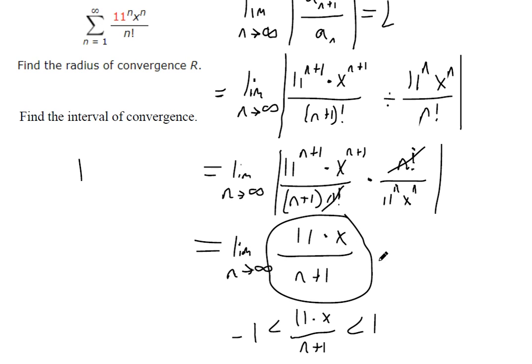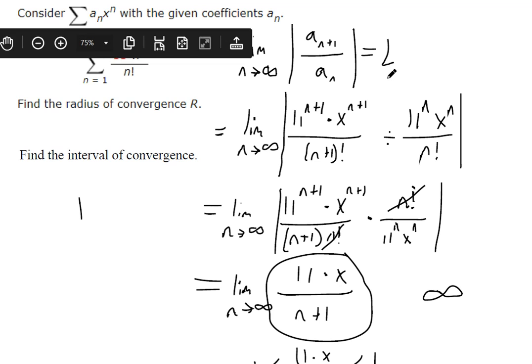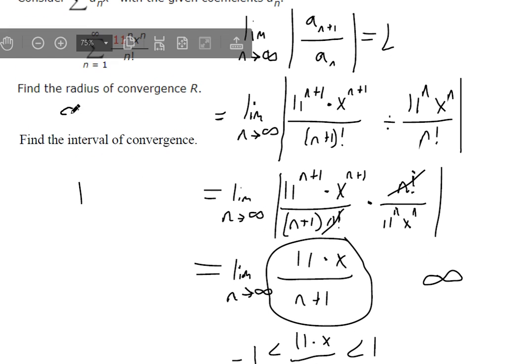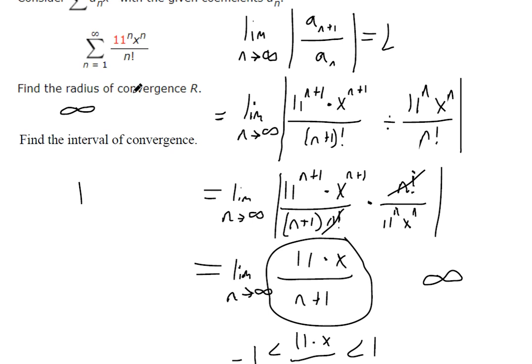For all numbers x, this is going to converge because the ratio test shows us that all the values for L that you're going to get are going to converge to 0. So the interval of convergence is actually all values, from -infinity to +infinity.